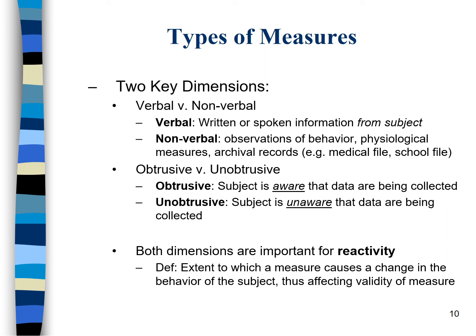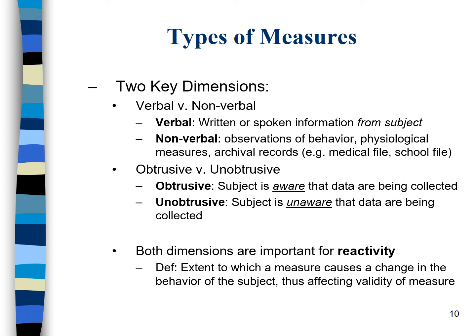Then on the other dimension, the second dimension of measures, we have obtrusive versus unobtrusive. So obtrusive measurements occur when the subject is aware that data are being collected. If I have a survey and I hand it to you, you know data is being collected. If I interview you, you know data is being collected. If I poke you with a needle to draw some blood to have it analyzed, you know data are being collected. That's the obtrusive side.